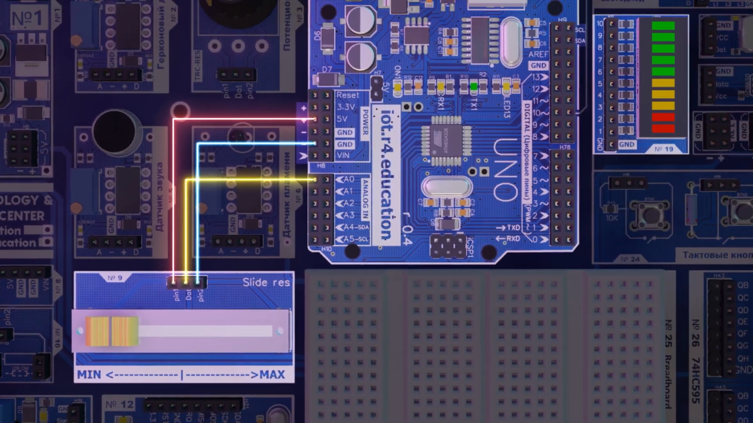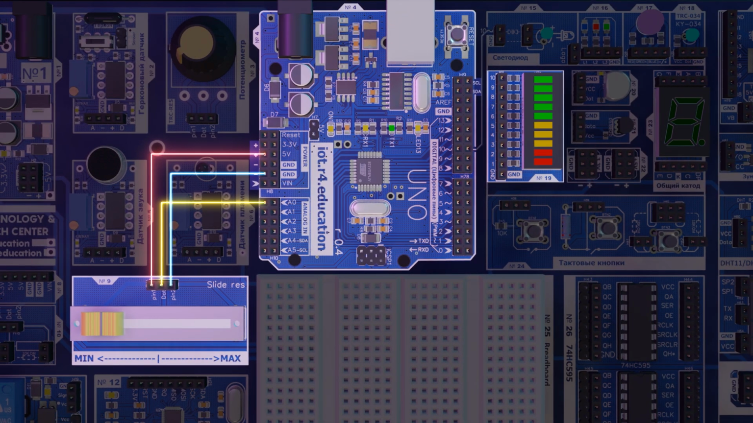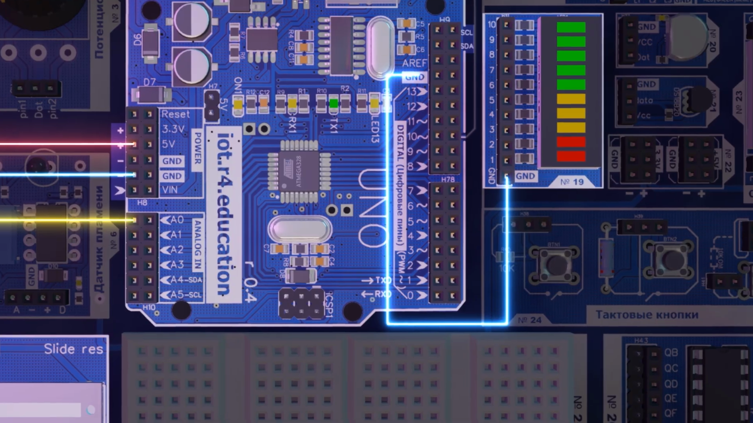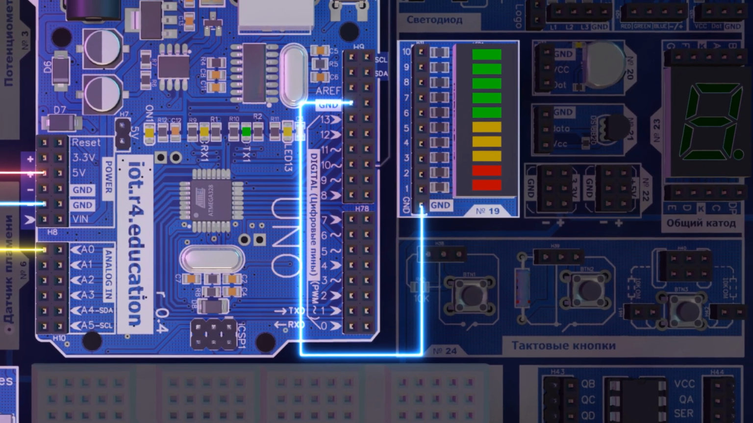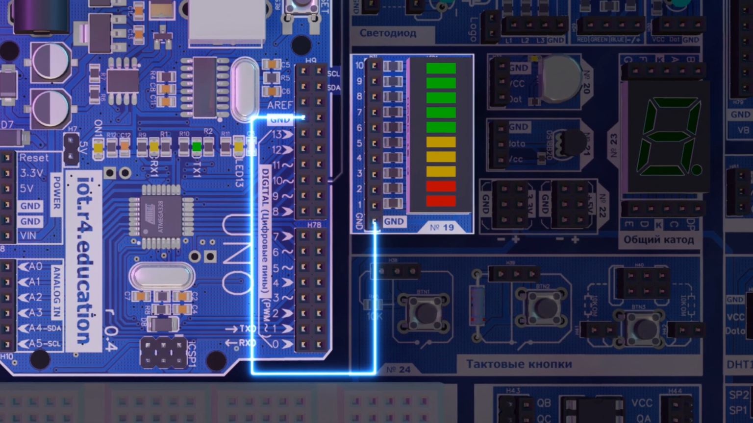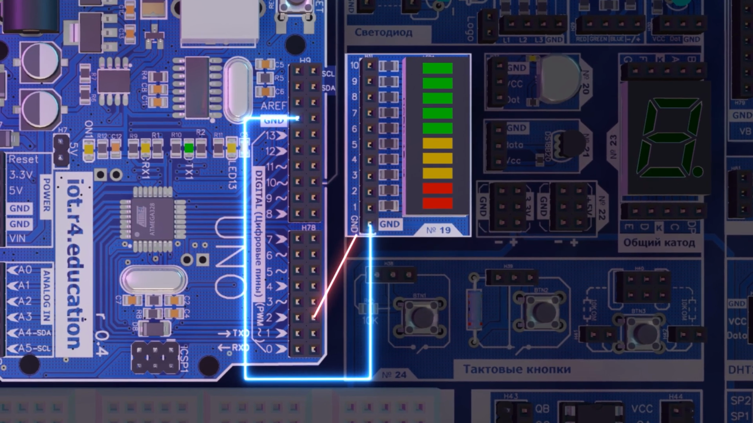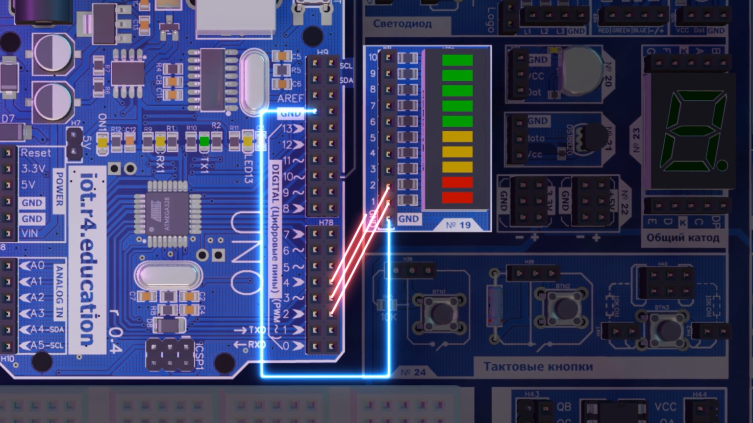Now we connect the LED scale to Arduino. First we connect GND to GND. Then from 2nd to 11th pins of Arduino, we connect to the pins of the LED scale in the following sequence.